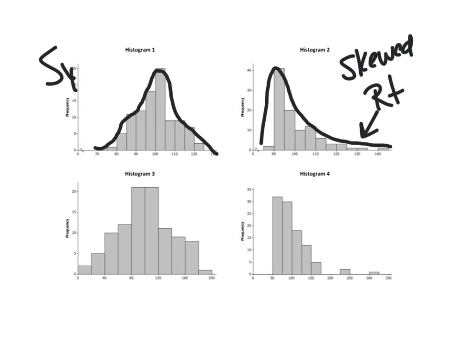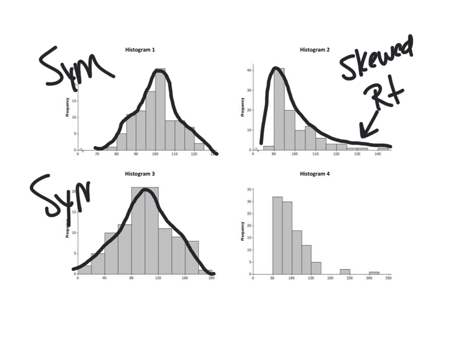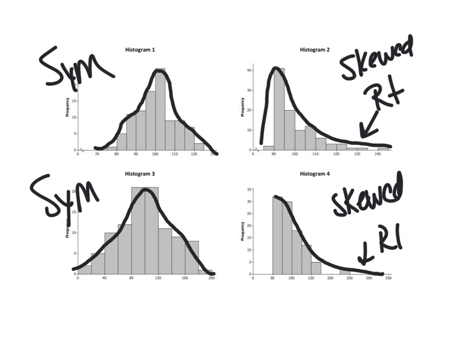This one was symmetric. If I connect these, again, I'm going to go with symmetric. There's not a noticeably longer tail. And in histogram 4, again, I hopefully think that's skewed. And again, the tail is on the right, so I'm going to say skewed to the right.